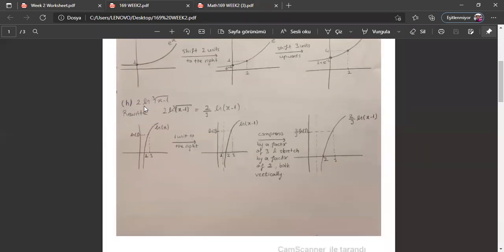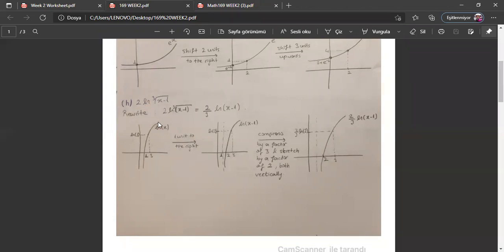So what about this function? Now we will rewrite this one because it's hard to sketch the graph of this function. So let's rewrite this function in this form. We know the inside function can be written as x minus 1 to the 1 over 3. So we can write that power 1 over 3 here as a multiple. So we have 2 over 3 ln of x minus 1. Okay, so what do we have?